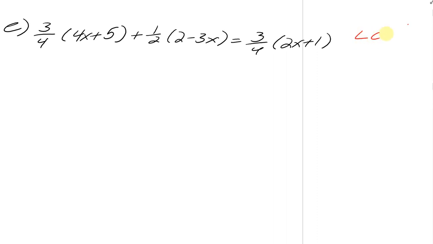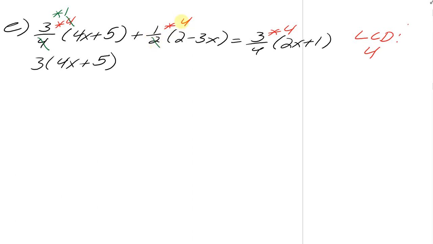So for this one, my LCD is 4, so I need to multiply everything by 4. So got that, and now let's start making our cancellations. So 4 goes into 4 once, and so if I just take 3 times 1, this becomes 3 times 4x plus 5. And then 2 goes into 4 twice, so if I take 1 times 2, that will be plus 2 times 2 minus 3x.